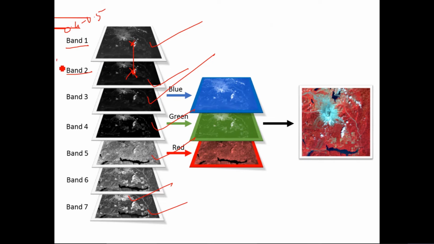Band 2 is 0.5 to 0.6. Band 3, 0.7 to 0.8. Something like this. All right. So sorry, 0.6 to 0.7. So something like this. So maybe this is the actual blue, this is the actual green, and this is the actual red band. Suppose the data is collected like that.